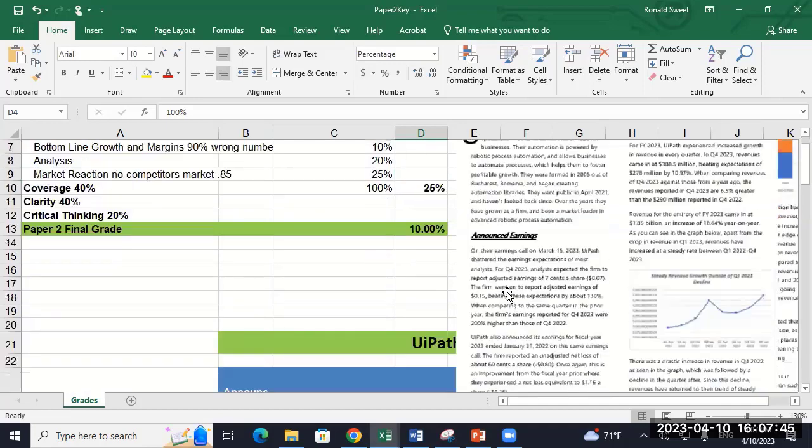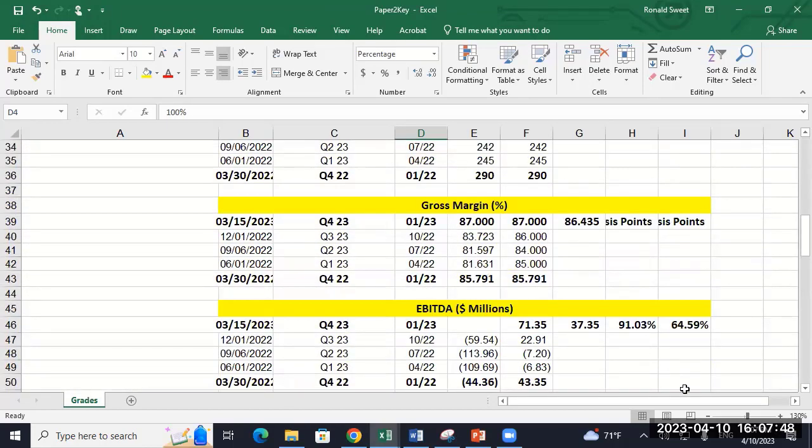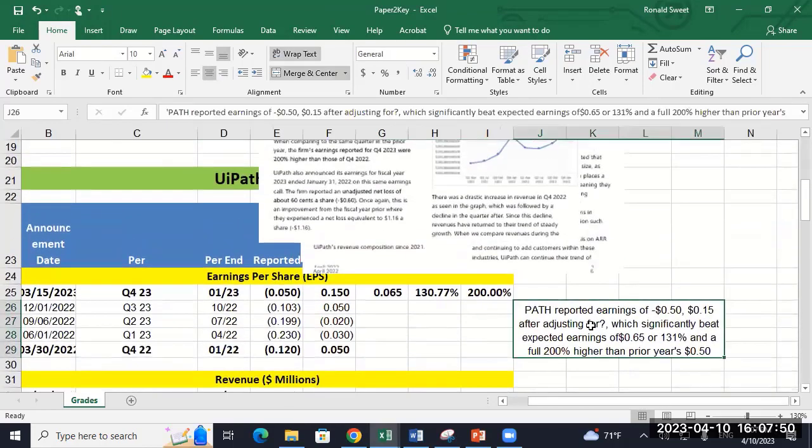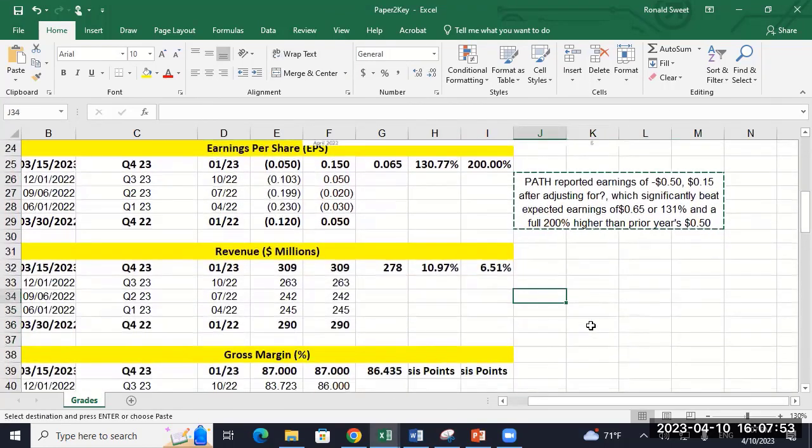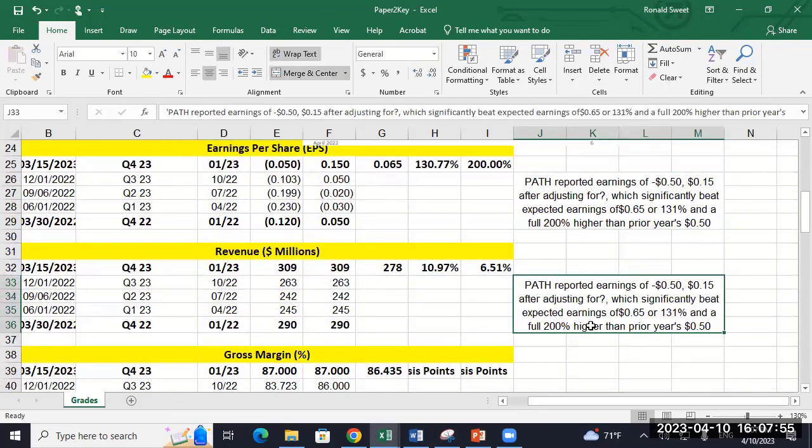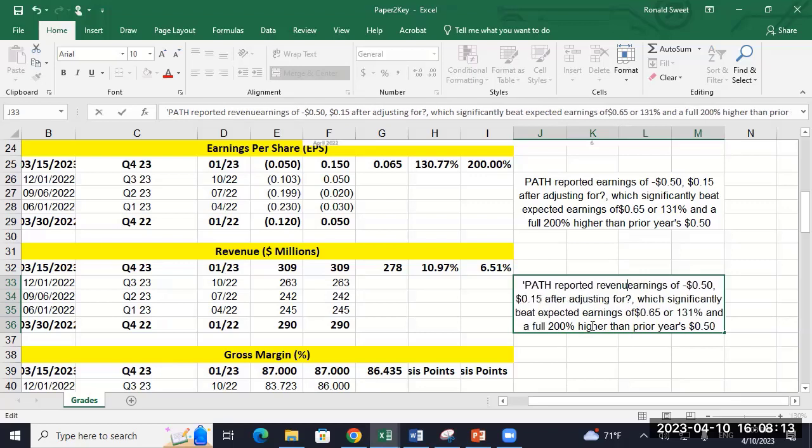And then we've got revenue, the exact same thing on revenue. Revenue and top line growth are the same thing. You can title it top line growth or you can title it revenue. One draft I saw had both: top line growth and revenue and top line growth. So don't do that. Just have one section on revenue. UPath reported revenue of, and be real clear, don't say 309, say $309 million.